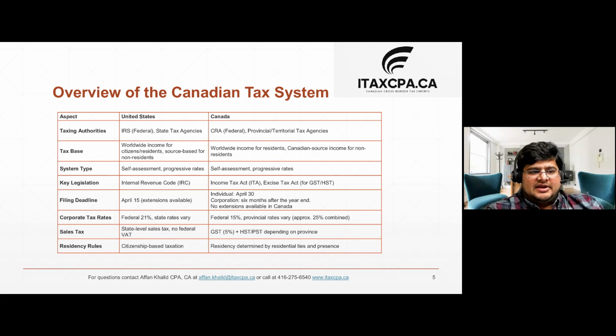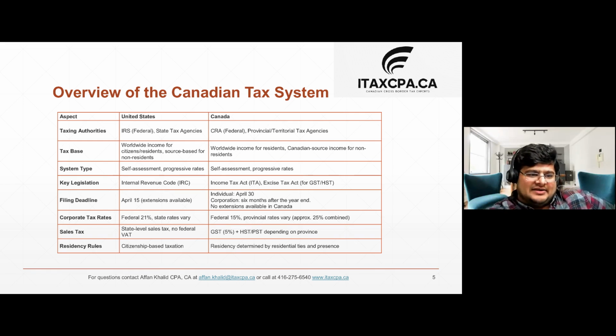In terms of key legislation, you have the Internal Revenue Code. We have the Income Tax Act for income tax, and for sales tax we have the Excise Tax Act. So if someone is talking about the Income Tax Act, that's something equivalent to the IRC in the US.